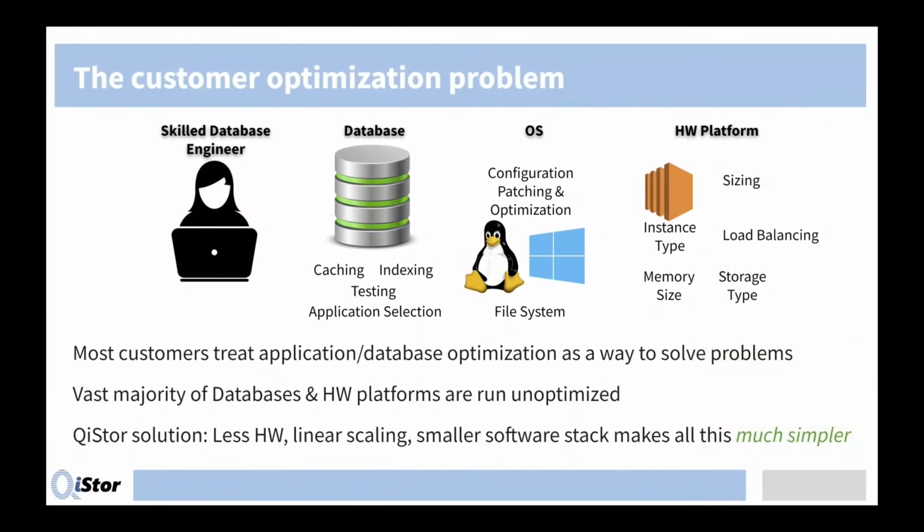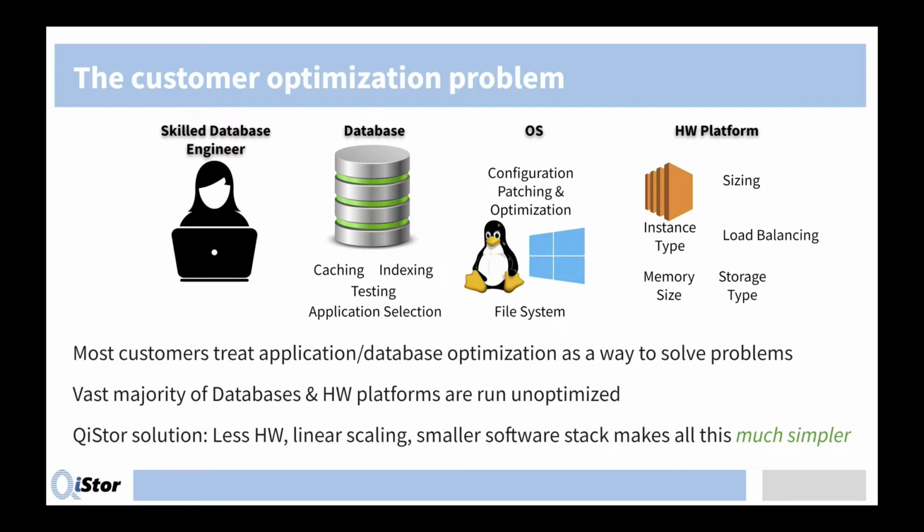So customers today have an optimization problem. And right now, they have a very complicated world. They have a hardware platform where they have to figure out instance types, storage types, all these hardware issues they have to work with. They have OS management they have to do, and database where they're worrying about how their caching and indexing works. The practical upshot of all this is most database solutions today don't run optimized. They just get put together and they work how they work. And the vast majority of platforms work this way.